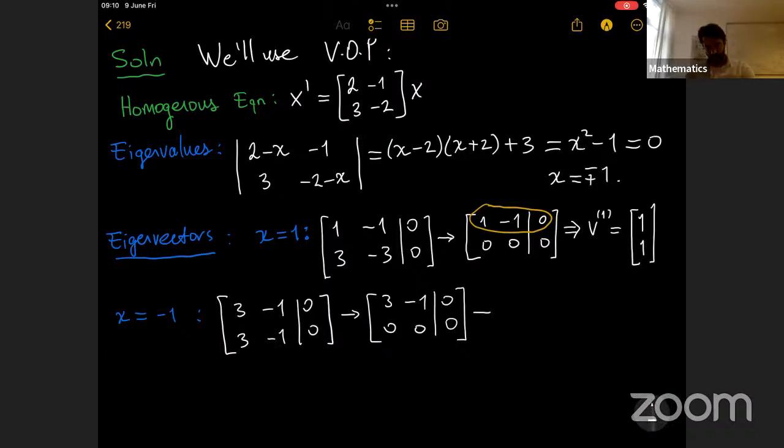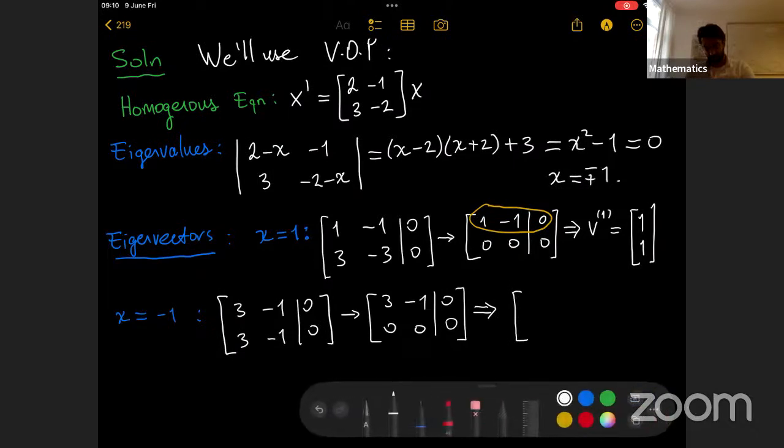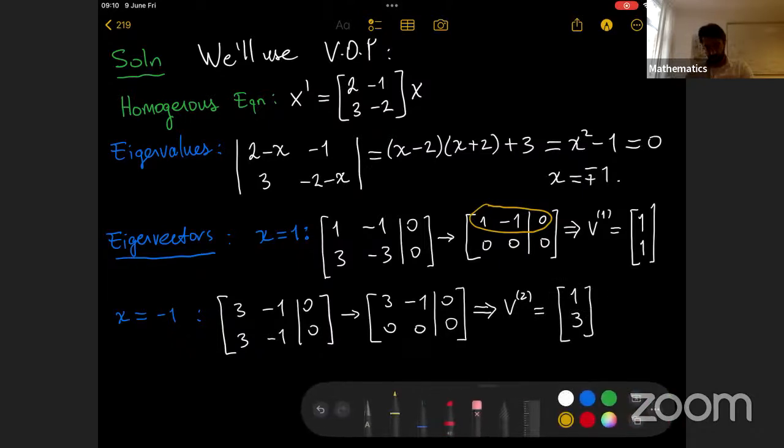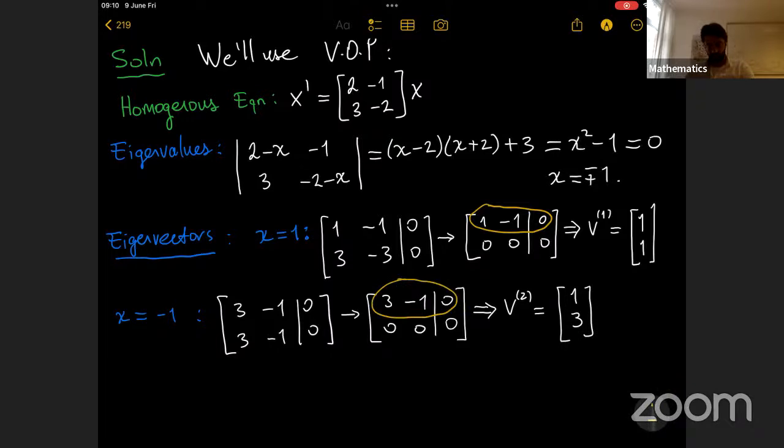And so this tells you basically the second component of the vector is 3 times the first component. So we will have, say, V2, the second eigenvector. It's going to be 1, 3. Again, we use here this one.